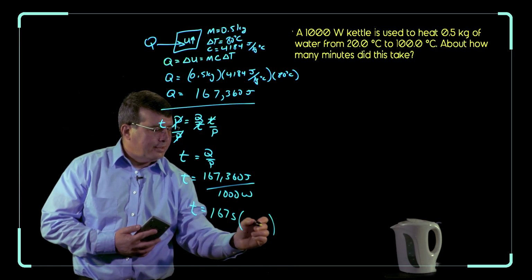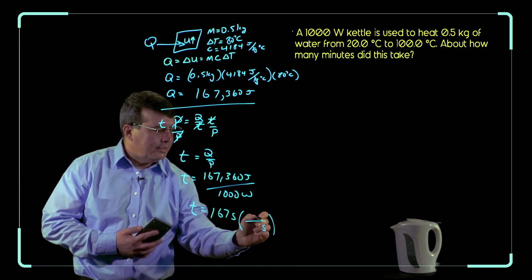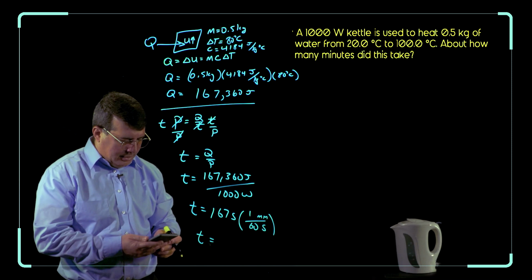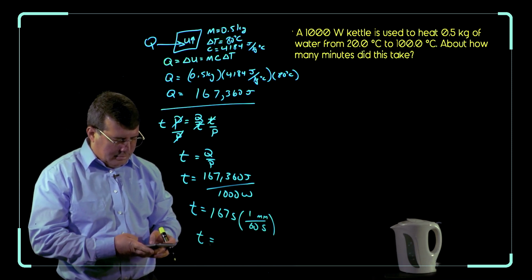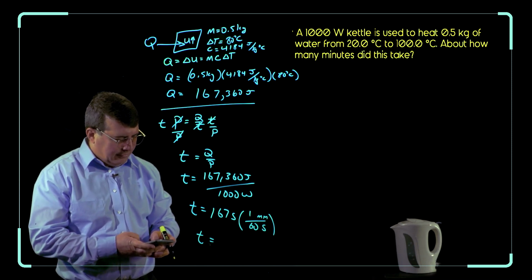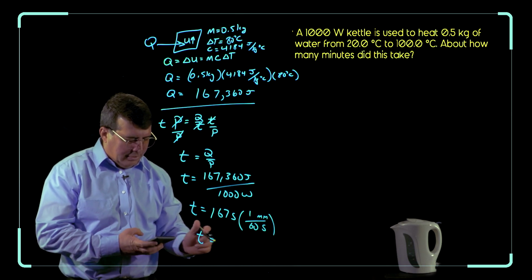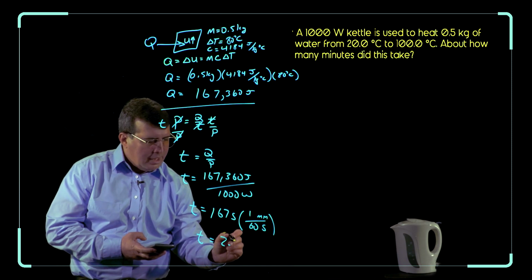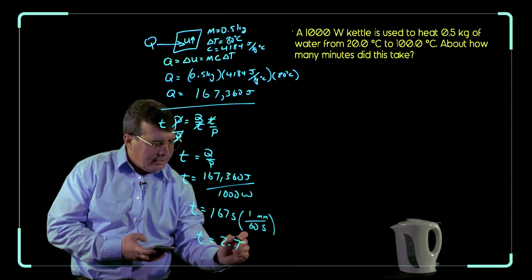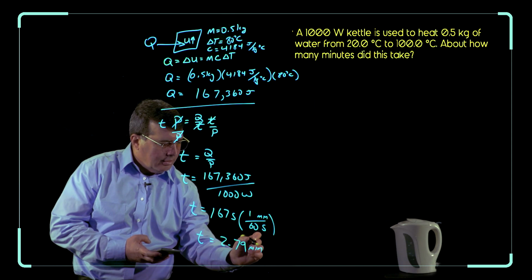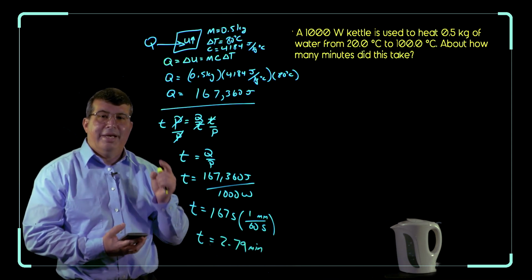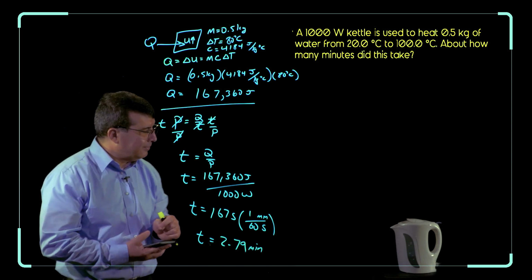If we want to convert that to minutes, put seconds in the denominator, minutes in the numerator. 1 minute is 60 seconds. So the time is 167 divided by 60, and that would be 2.79 minutes. So almost 3 minutes. Okay, now let's put that to the test.